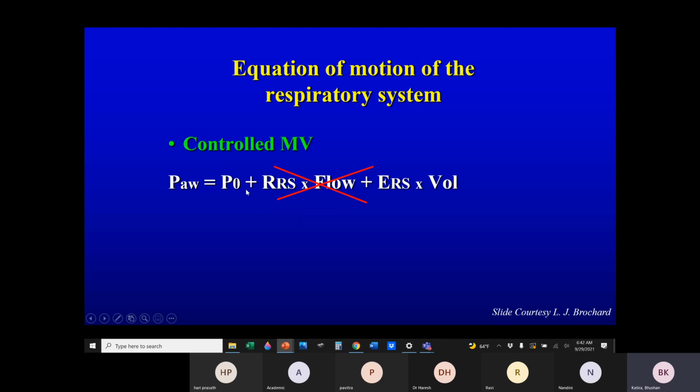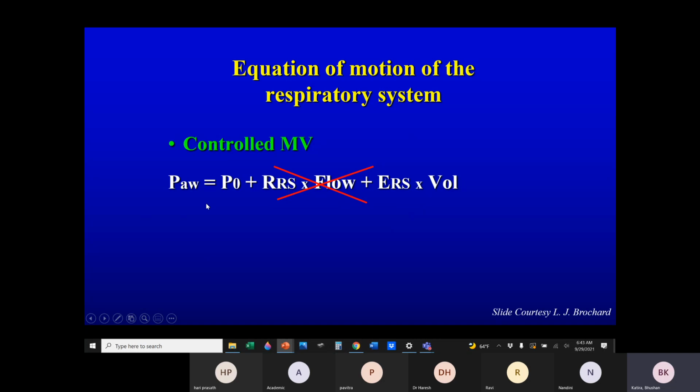So this was zero by means of no spontaneous breathing, and then this becomes zero, in which case the alveolar pressure then reflects the elastance of the respiratory system multiplied by the tidal volume. The more the tidal volume, the more will be the alveolar pressure. The more the elastance, which means the poorer the compliance, the higher the pressure.